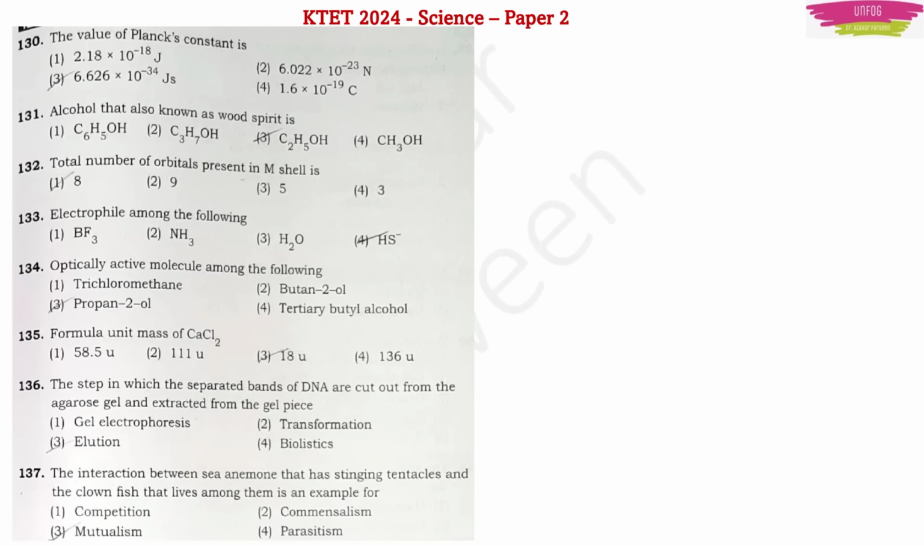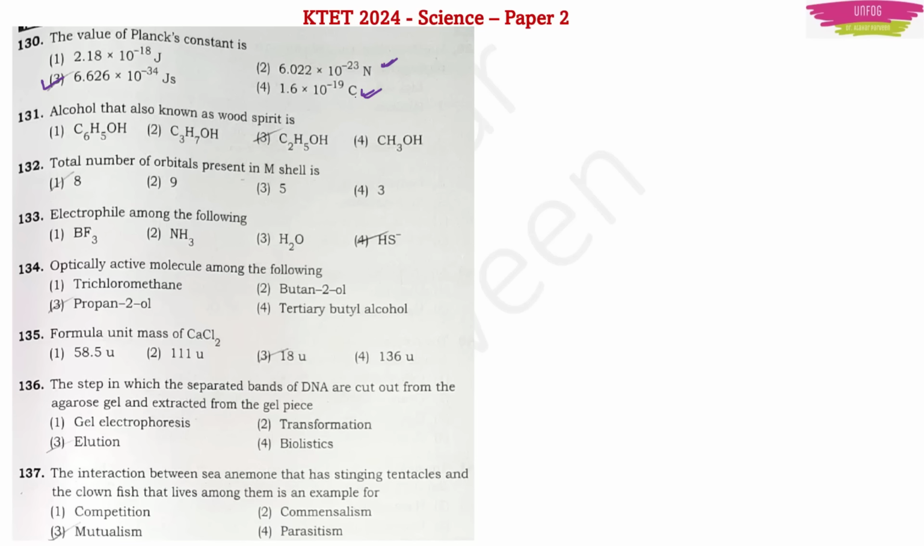Next question. The value of Planck's constant is, so this is a very easy question actually. So many of you must be knowing the value, 6.626 into 10 to the power minus 34 joule second. This is Planck's constant. Option 2 is Avogadro's number and this is the charge of the electron.